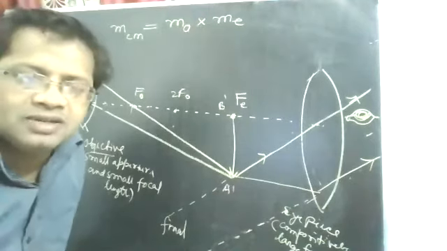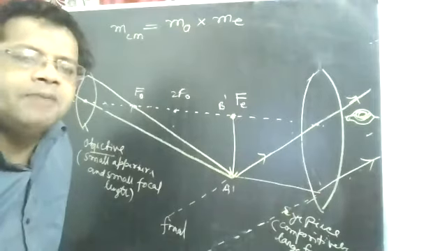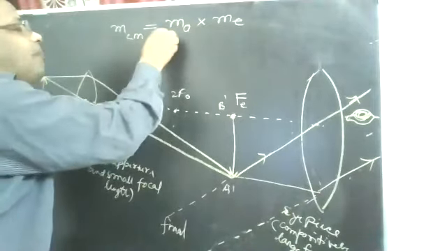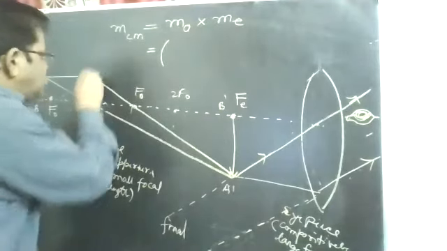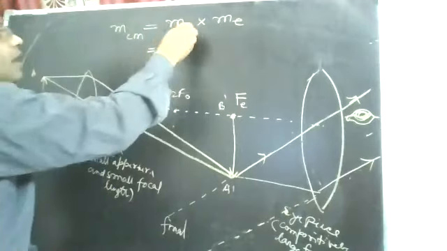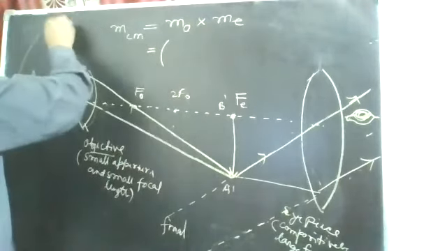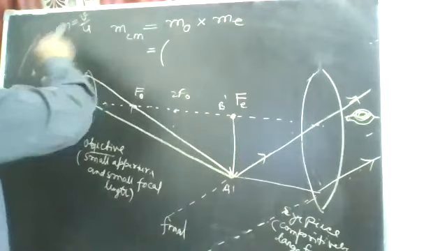V by U. Just like in a mirror, what is the magnification formula? Minus V by U. In a lens, it is V by U. So this distance we treat as the image distance for the magnification produced by the objective. In a lens, the magnification formula is image distance by object distance, but in a mirror, the minus sign is there.